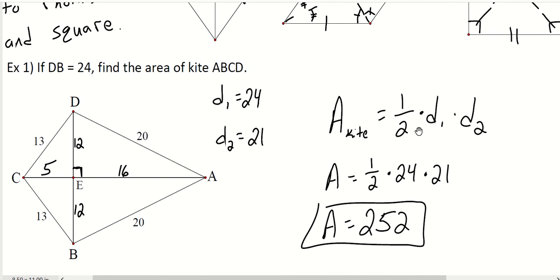Area of a kite is 1/2 diagonal 1 times diagonal 2. So area of this kite is 1/2 times 24 times 21, and we get 252 units squared.